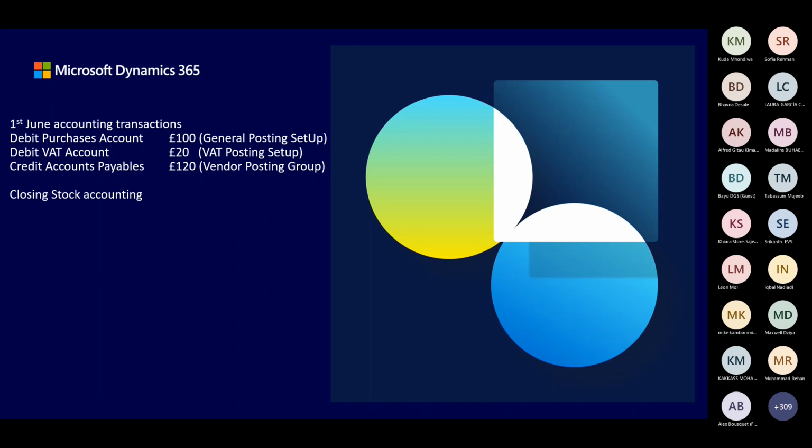Now let's talk about the closing stock account. What will happen here is it will debit the stock account in the inventory posting setup on the balance sheet, and it will credit the direct cost account, or closing stock account actually, which is direct cost applied in the general posting setup.